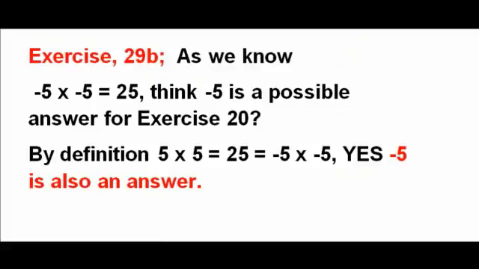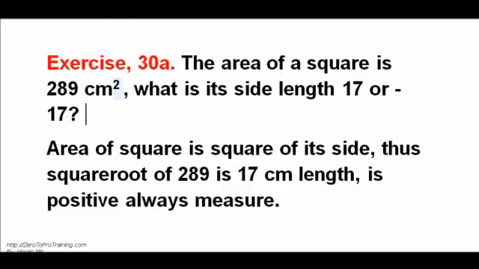Exercise 29b. As minus 5 multiplied by minus 5 equals 25, I think minus 5 is also an answer for exercise 29a. By definition, 5 multiplied by 5 equals 25 equals minus 5 multiplied by minus 5. Yes, minus 5 is also an answer. See image.